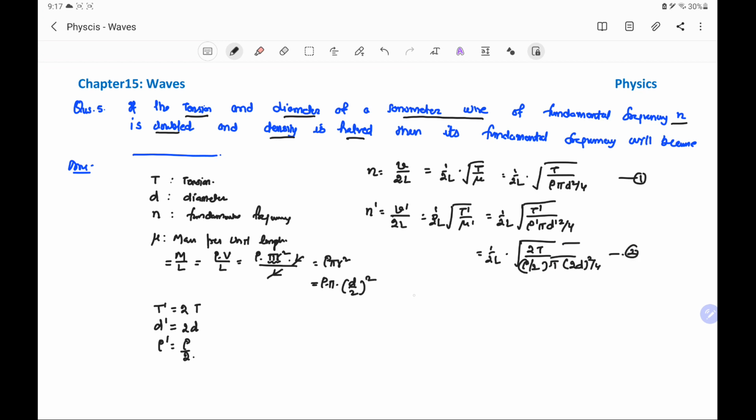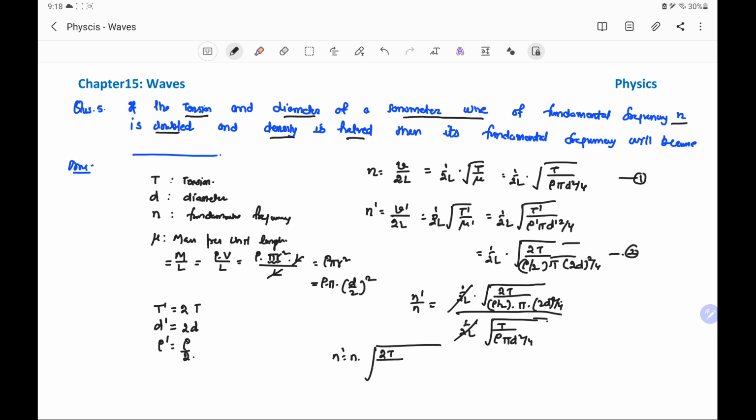Now dividing equation number 2 by 1, we will have n dash by n equal to (1 by 2L root of 2T by (rho by 2 into pi into (2d) square by 4)) divided by (1 by 2L root of T by (rho pi d square by 4)). This 1 by 2L and 1 by 2L get cancelled, and n dash will become n into the square root of that ratio. Now simplifying it, T gets cancelled. Similarly, rho gets cancelled, pi gets cancelled, the 4 also gets cancelled, and d square is cancelled.